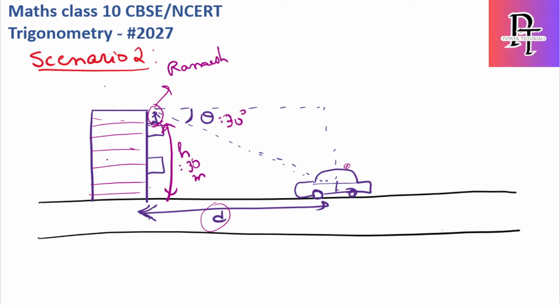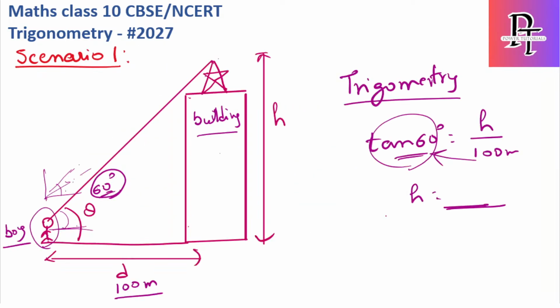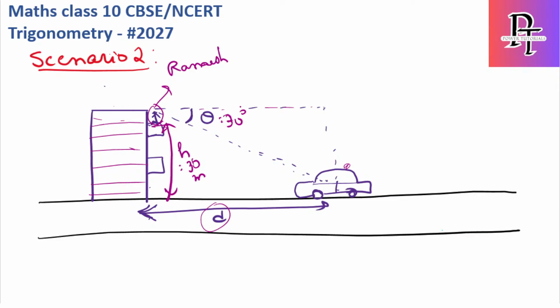So I will flip the scenario again. I have a building, and Ramesh is on the top floor on the balcony, and he is saying that I am able to see a car which is coming towards the building, and he bends his head by an angle of 30 degrees to see the car with respect to the horizontal. We have separate names for these things. For this, I call it the angle of elevation because I have to raise my head to see something, and here we call it the angle of depression because I have to bend my head.